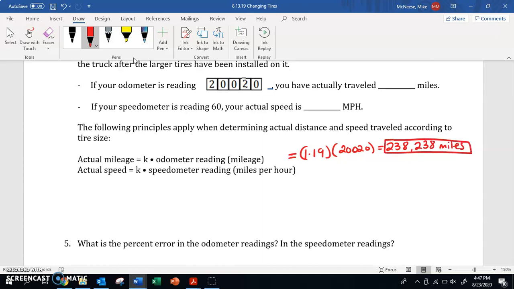And then for the speed, again, we're just going to take the scale factor times our speed reading. So we've got 1.19 times 60 miles an hour, and we would get 71.4 miles per hour. So you think you're going 60, but you're actually going 71.4 miles an hour.